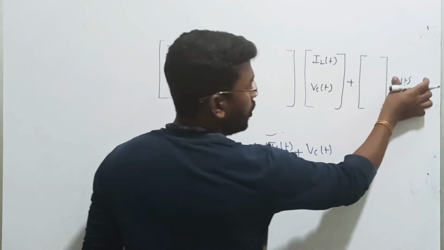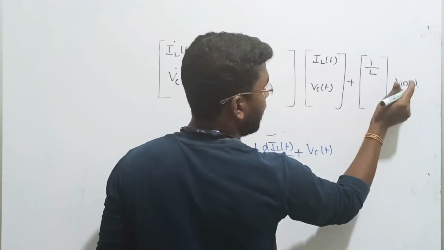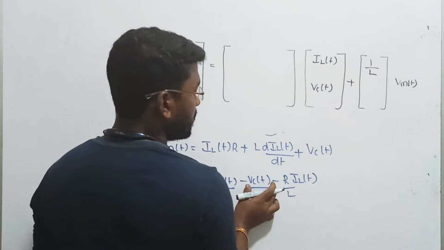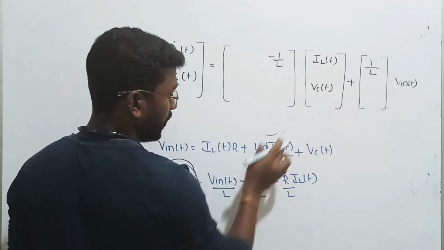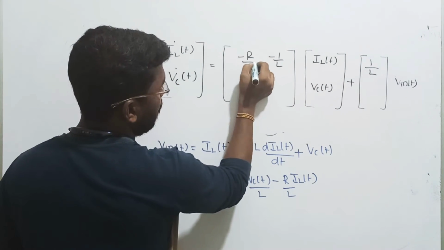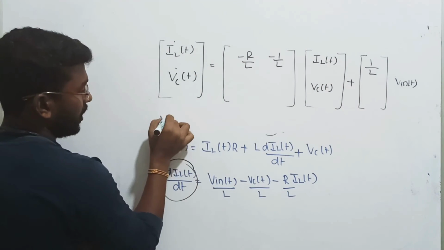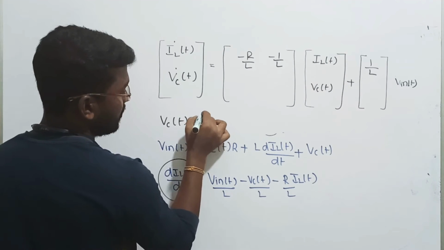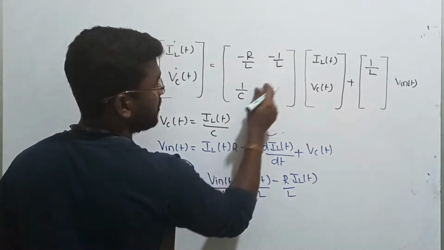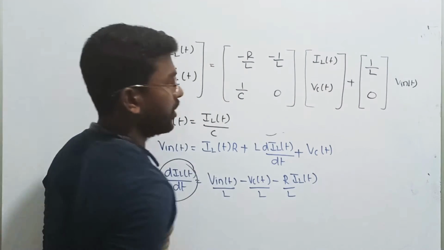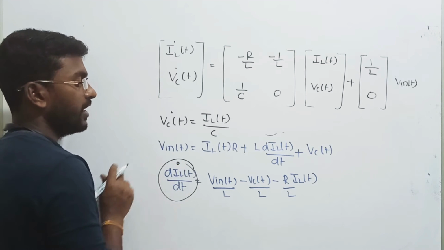Divided by L, input is V in of t, first V in of t divided by L, that is 1 by L into V in of t, plus minus Vc of t by L, this is minus 1 by L into Vc of t, minus R by L into IL of t. And then this is all about Vc of t. We have written the expression, that can be written as IL of t divided by C. So IL of t divided by C is 1 by C into IL of t plus 0 into V in of t. This is Vc dash of t, sorry, this is the IL dash of t.